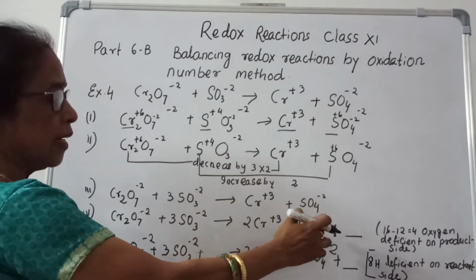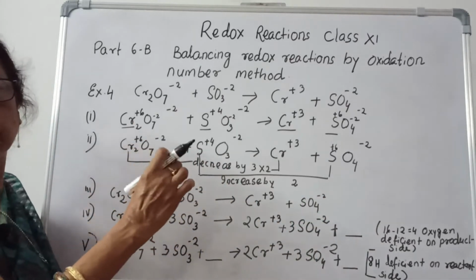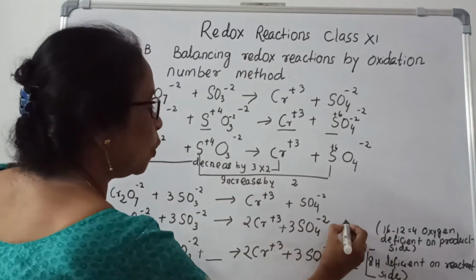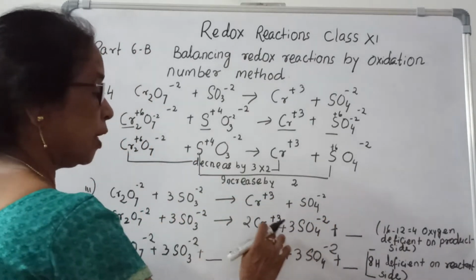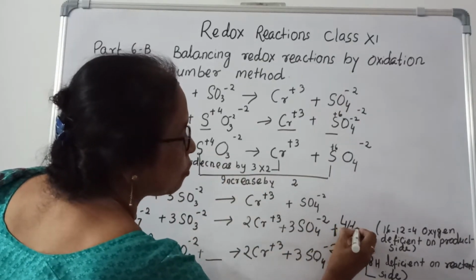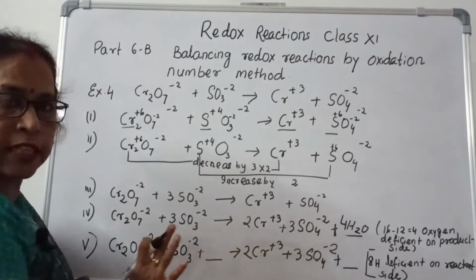That means whichever side is deficient in oxygen, we will add water. That much water you will add so that oxygen becomes balanced. So how many oxygen deficiency do I have to put? 4. That is why we will put 4 water. Now oxygen is balanced. In this line, oxygen is balanced.